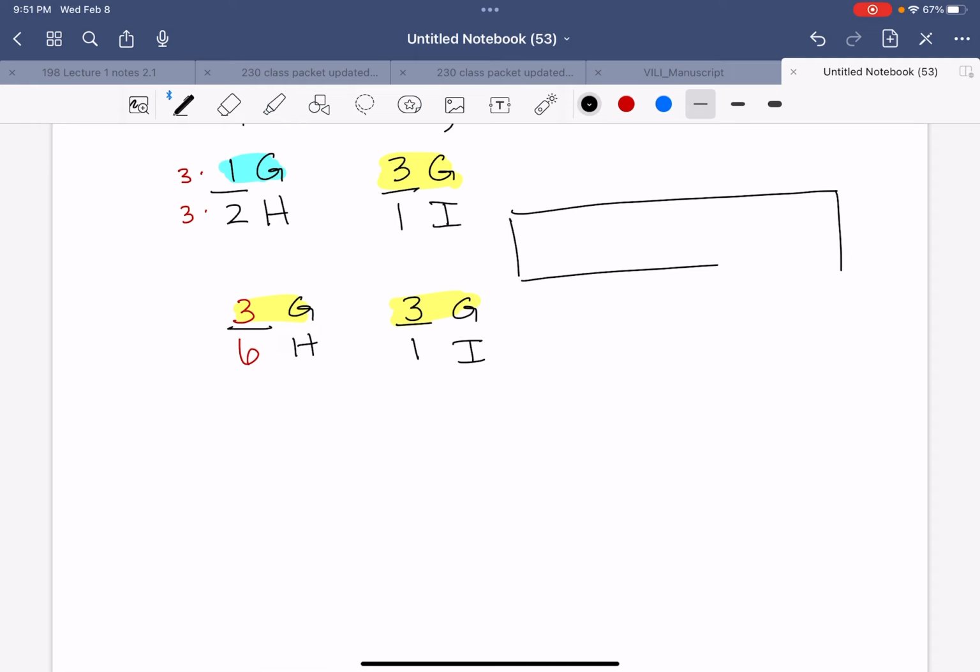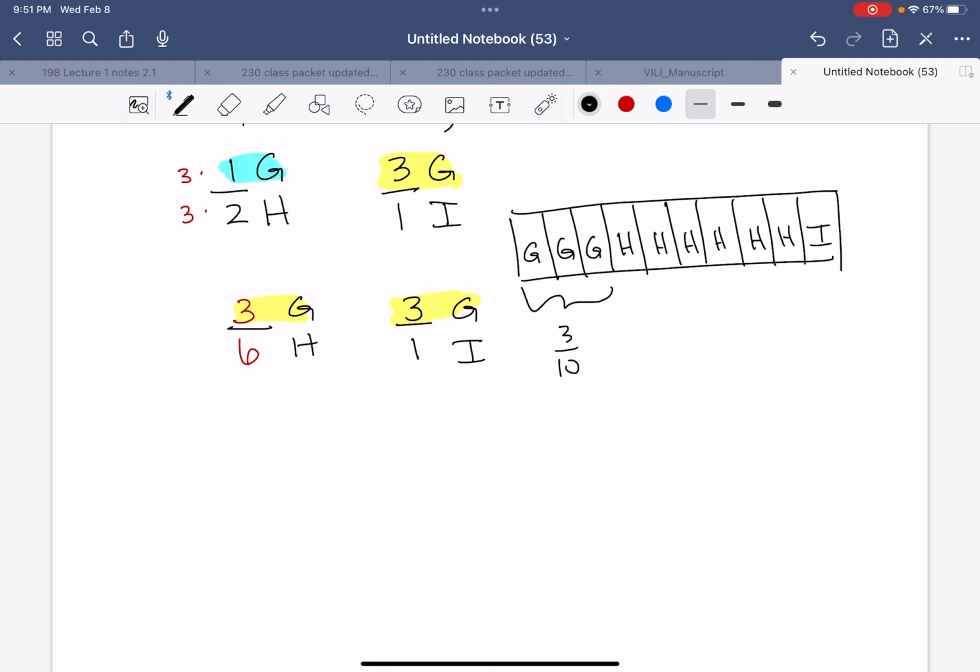So my candy bar is going to have 1, 2, 3, 4, 5, 6, 7, 8, 9, 10 pieces. The first 3 I'll give to Gay, and then 6 to Haley. And then lastly, 1 to Ida. So that means that Gay has 3 out of 10 pieces, Haley has 6 out of 10 pieces, and Ida has 1 out of 10 pieces. Okay, so in that case, you get your ratios to match up properly before you start drawing pictures. But you don't have to do it that way.